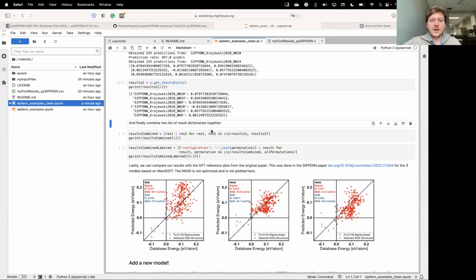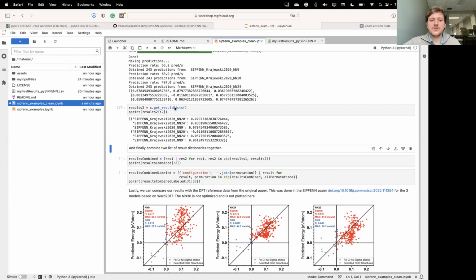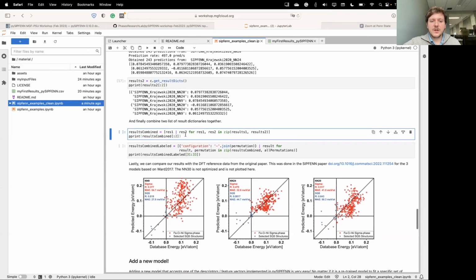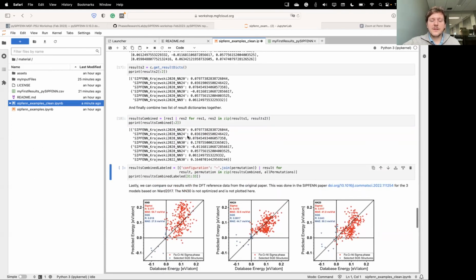Okay. If you wanted to combine the two, because you see that first result we saved was for neural network 30, and these are for the 3 other networks. With Python, you can just do it quickly with a command like this one, where we are combining result 1 and result 2 for every result in these two dictionaries, or a list of dictionaries. And we see all of the results combined.